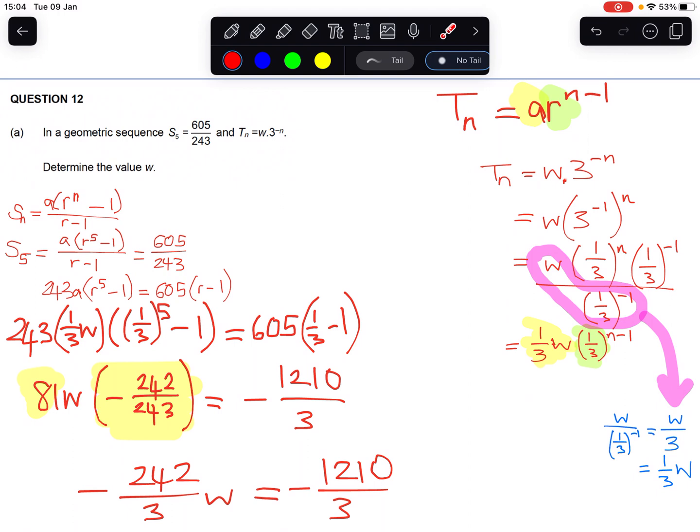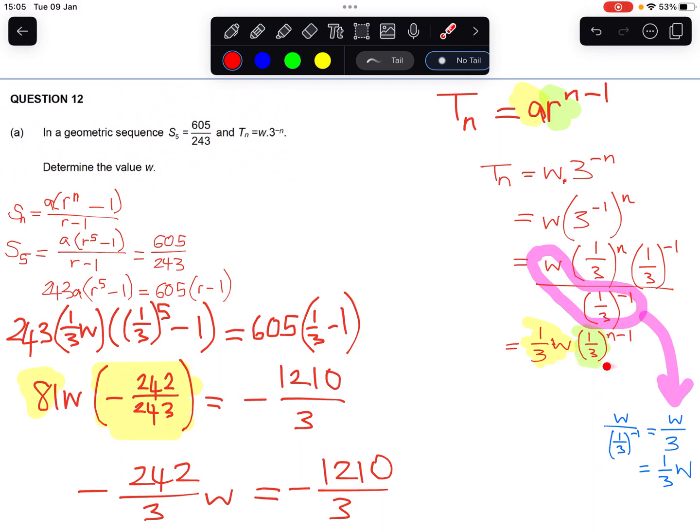And so I rewrote that as W times 3 to the minus 1 raised to the power of n, which is true. Minus 1 times n gives me minus n, which is the same as a third to the power of n. Yes, I stand by that. Then I wanted to get this to be a third to the power of n minus 1 so that it looks like this formula. So I multiplied by a third to the power of minus 1, but then that meant I needed to also divide by a third to the power of minus 1.